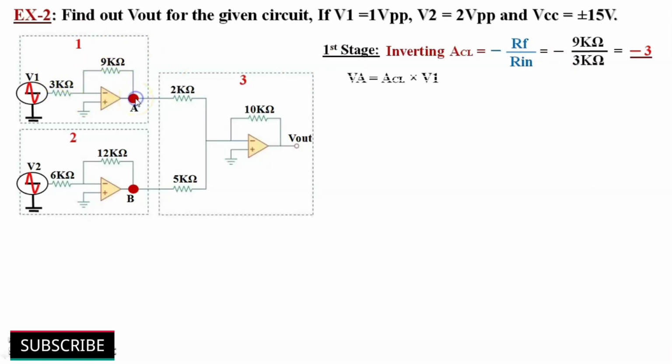So output voltage at point A, VA is equal to ACL into V1. That is equal to minus 3 into 1 volt peak to peak.